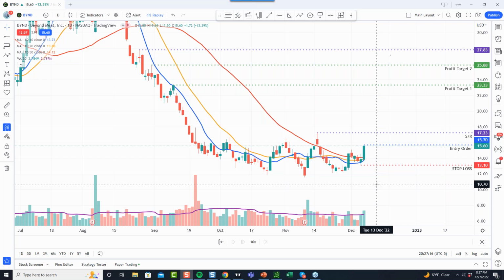If it doesn't hit $15.70 tomorrow, that's fine. It's a missed entry. So what does it look like? Well, that means that the market went down. It didn't break out, so I don't want to trade it. That's why it's only good for tomorrow. I'm trying to catch a breakout.